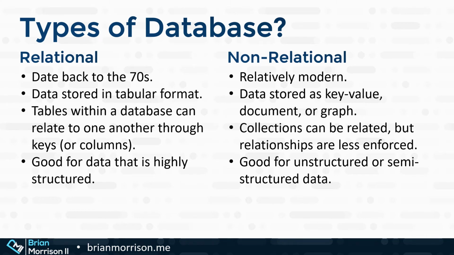that is a good fit for a relational database. A non-relational database is relatively modern. I don't have a date range in this, but if I recall, it's been within the last 15 years that non-relational databases have really taken off. I think they've been around longer than that, but that's where they started gaining some traction. Data can be stored as a key-value pair, a document itself, or a graph. Graphs are primarily used for interrelated nodes and sifting through large amounts of data. Collections can be related, but relationships are less enforced.